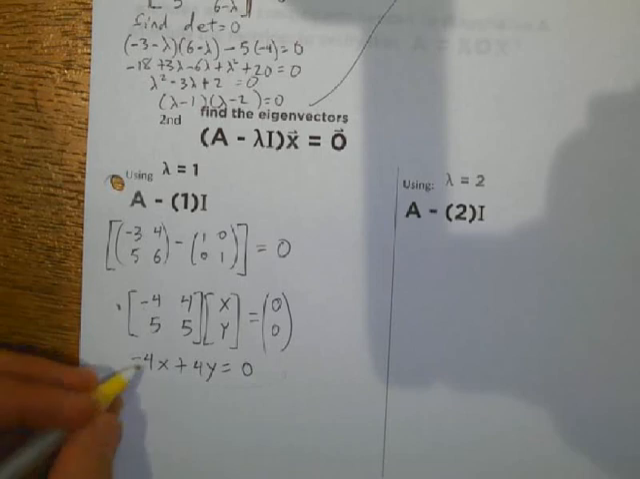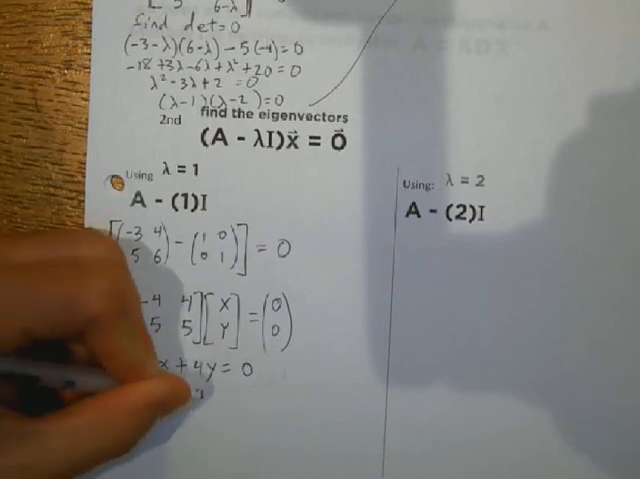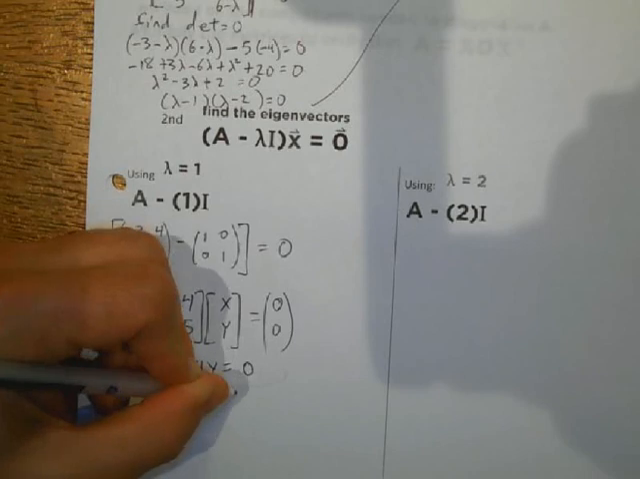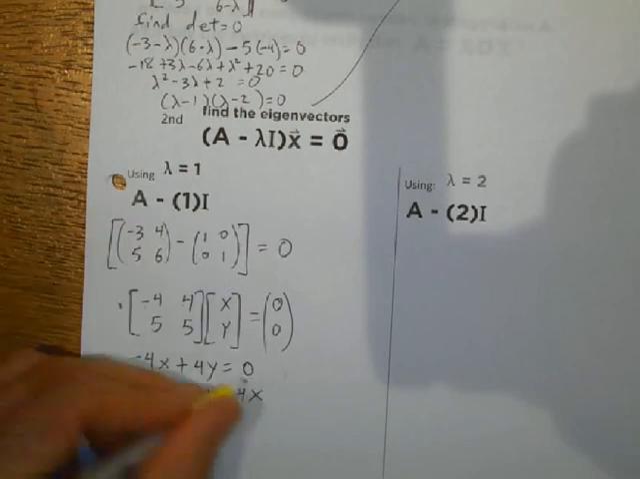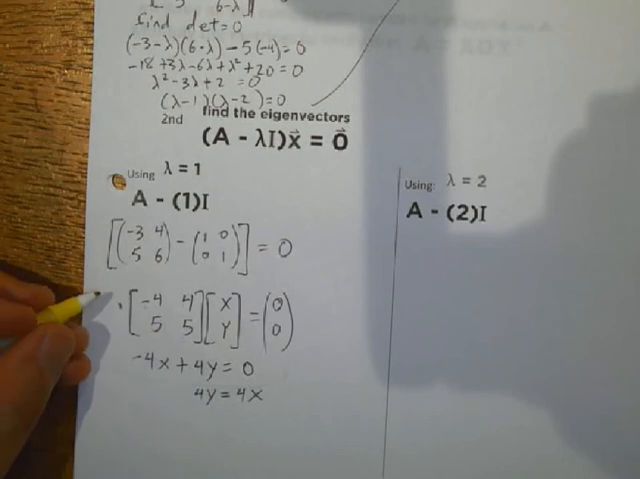So if I rearrange this, I can add 4x on both sides. I get 4y equals 4x if I add 4x on both sides. And then if I divide both sides... Oh, wait, did I make a mistake? I did.